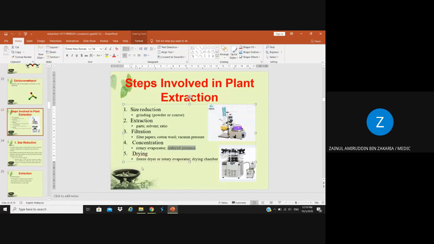For water-based extract, you would use a freeze dryer. This is a freeze dryer. You dry it to become powder, or you dry it using the same equipment, the rotary evaporator, until no more solvent is being collected inside the yellow color flask, and it is considered complete drying. Also, you can use a drying chamber.